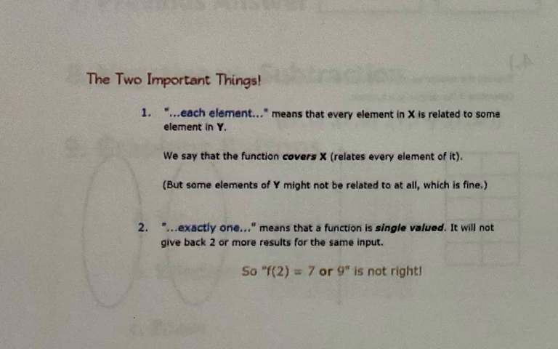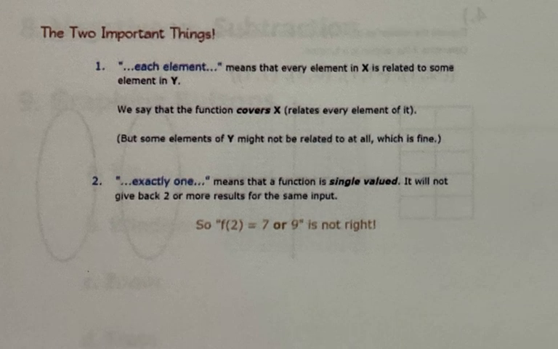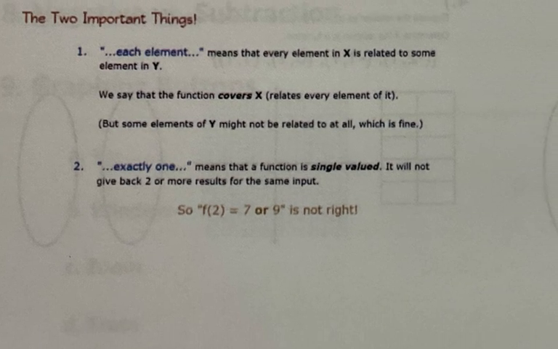Two important things. Each element means that every element in X is related to some element in Y. We say that the function covers X, but some elements of Y may not be related at all, which is fine. And then exactly 1 means that the function is single valued. It will not give back 2 or more results for the same input.